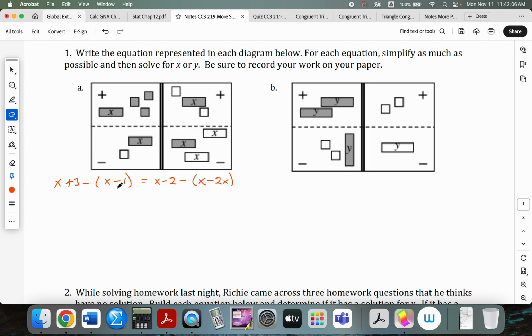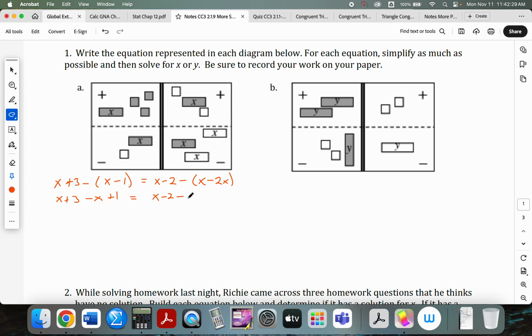So on this, there's nothing I can do to simplify inside the parentheses or outside the parentheses. So I'm just going to go ahead and do the opposite. So this will be x plus 3 minus x plus 1 equals, see, this is going to be x minus 2.